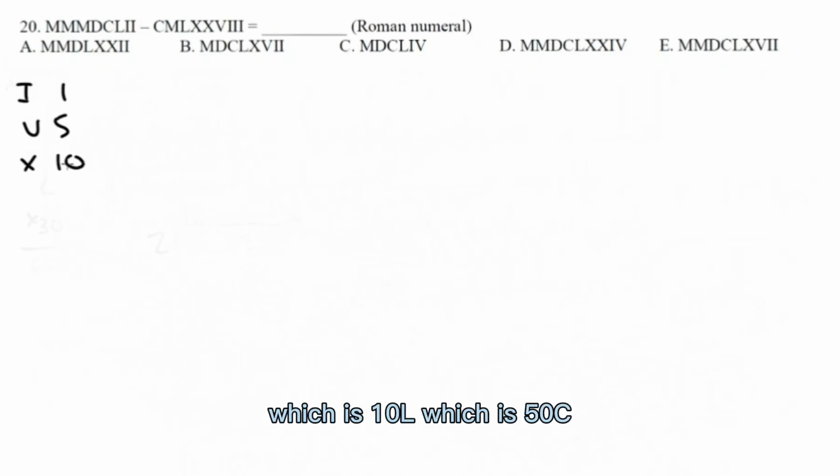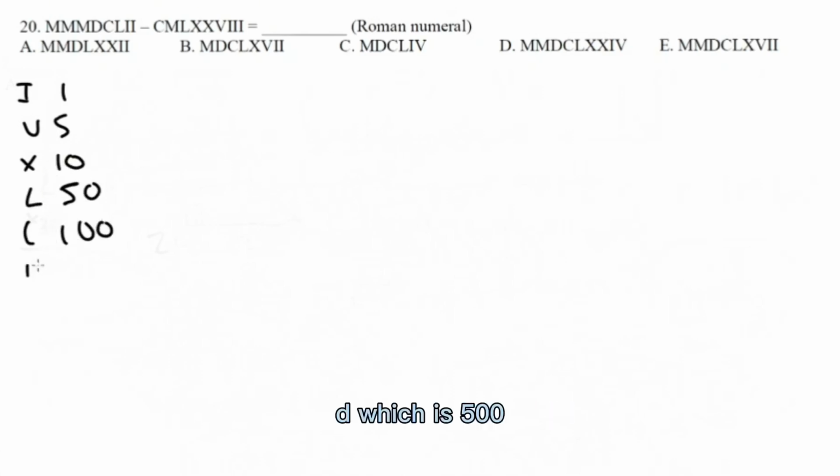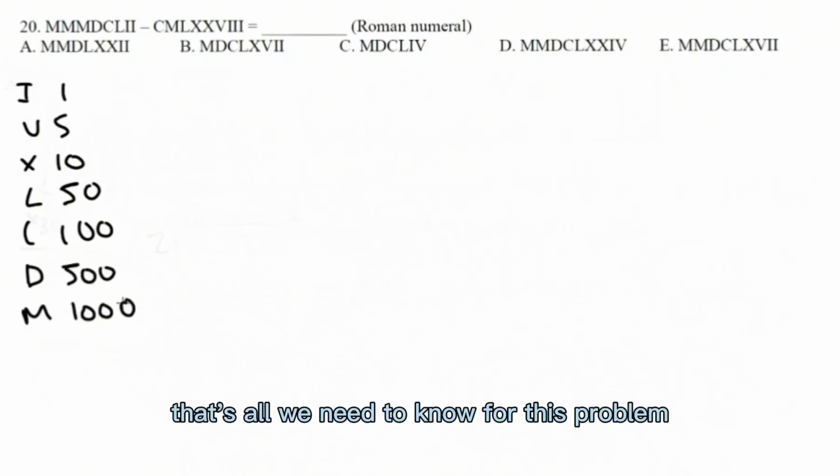So we have I, which is 1, V, which is 5, X, which is 10, L, which is 50, C, which is 100, D, which is 500, and M, which is 1000. That's all we need to know for this problem.